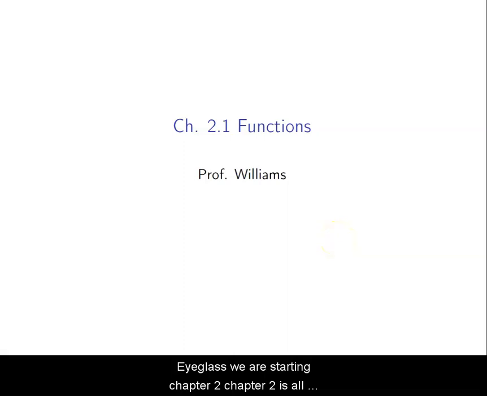Hi class, we are starting chapter 2. Chapter 2 is all about functions. We're going to look at the graphs of functions, all kinds of things that you can think of about functions.